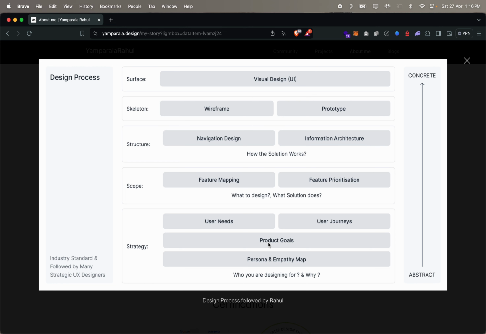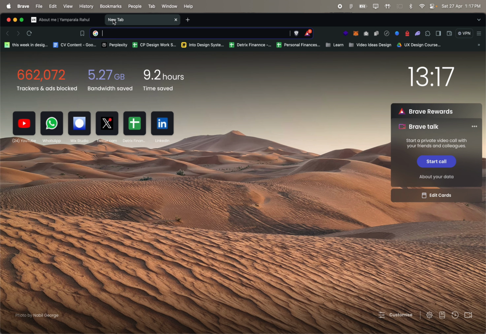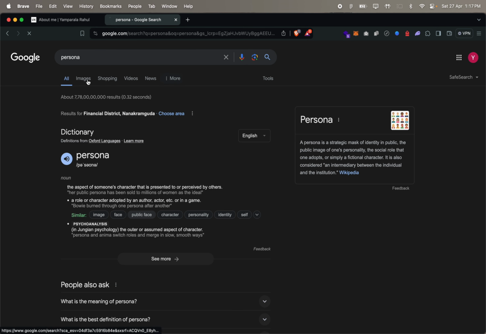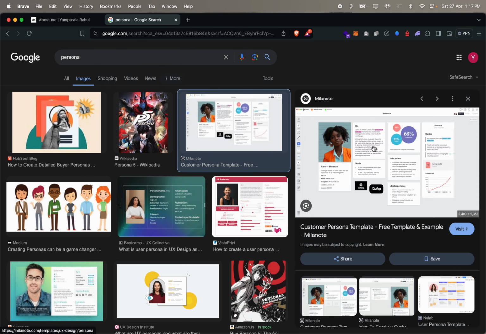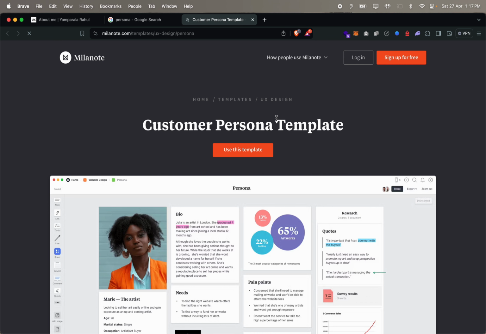So what those questions will be and what their use is, we'll discuss right now. Strategy consists of understanding why you are designing and who is going to be using it. So there will be product goals, user needs, and user journeys. Consisting of all these 3, you will be able to form a persona. I will show you an example of what a persona is. If you go on Google and type persona, you can see a lot of images of what a persona is. I have clicked on one.